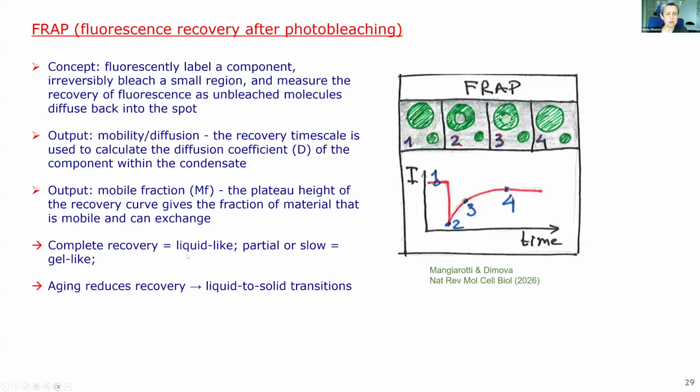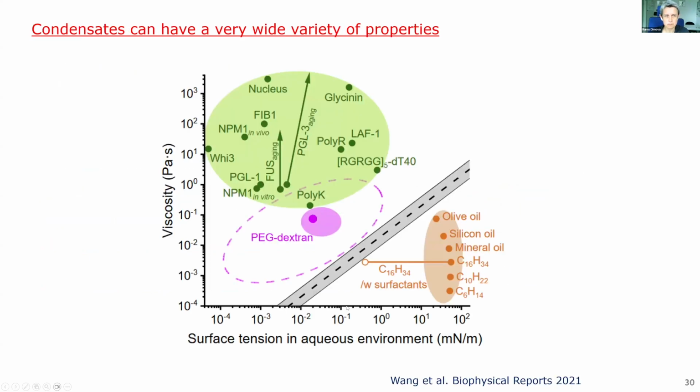If you have complete recovery, this is more liquid-like behavior. If you have only partial or slow recovery, the condensate shows a gel-like behavior. And again, aging reduces the recovery.